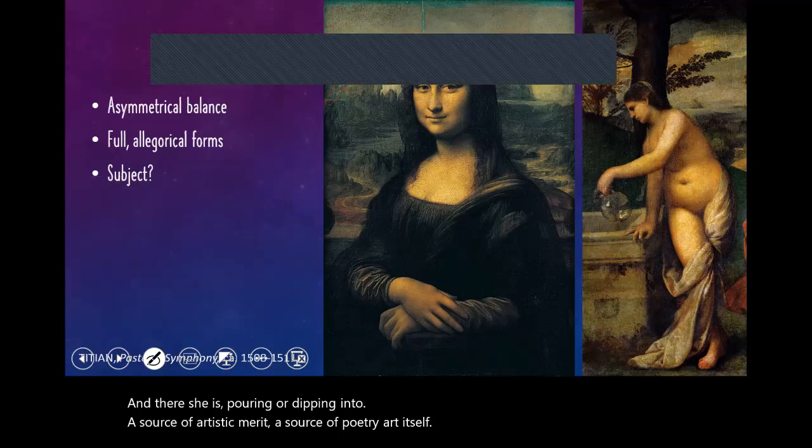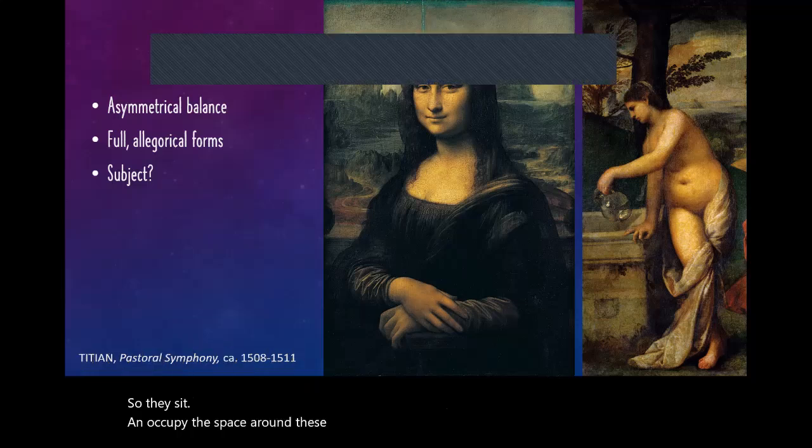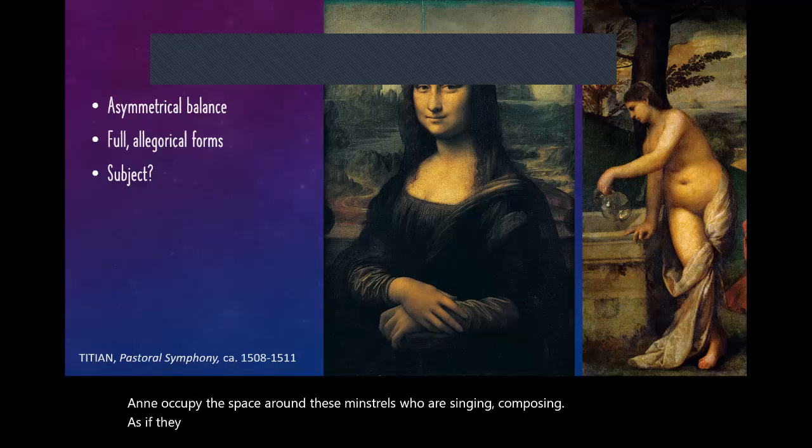So like Mona Lisa, this woman in particular is the focus of the story. And unlike Mona Lisa, she's not someone we can name, not Elisa Gherardini, she's not a Virgin Mary, she's not even a Venus. She is a personification of inspiration. So they sit and occupy the space around these minstrels who are singing, composing, as if they are helping those two humans to do so.